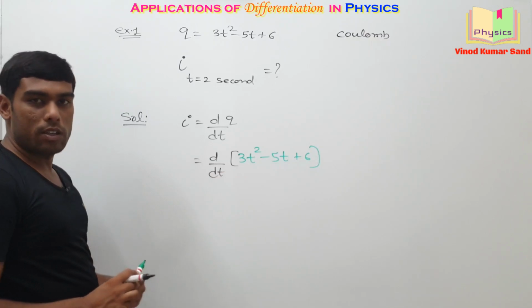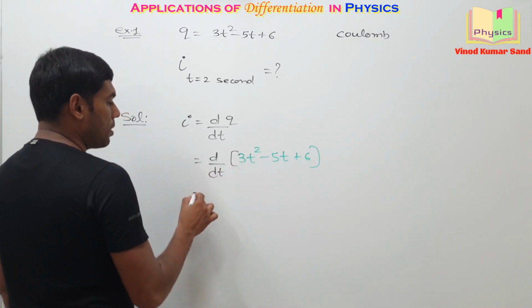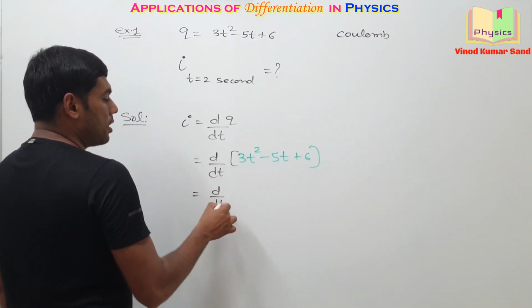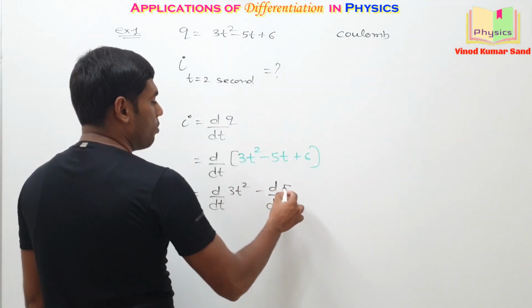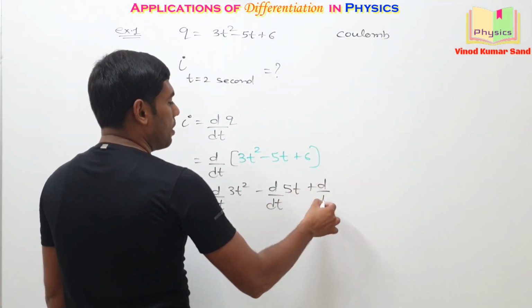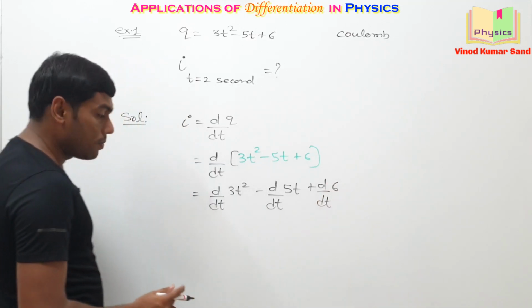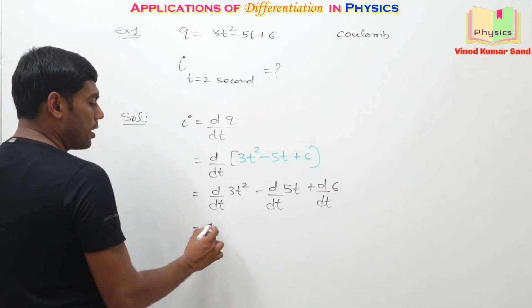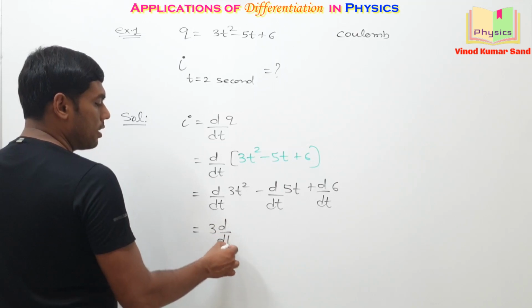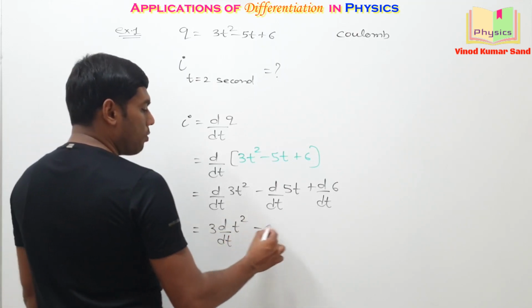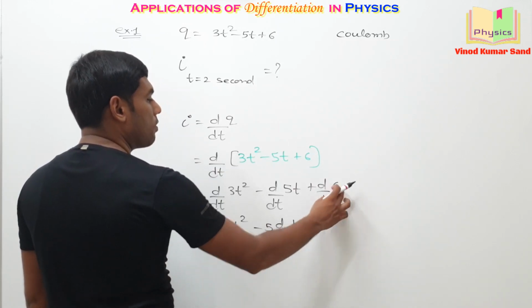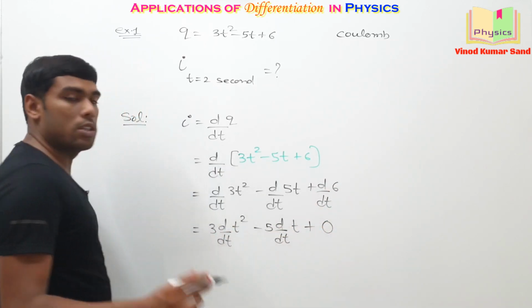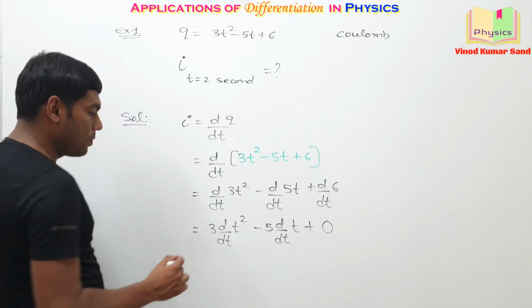Do you know how to solve it? First you'll use the addition subtraction rule. So d by dt of 3t square minus d by dt of 5t plus d by dt of 6. This 3 will be taken outside, d by dt of t square. 5 will also be taken outside, d by dt of t. Differentiation of 6 will become 0 as 6 is a constant quantity.